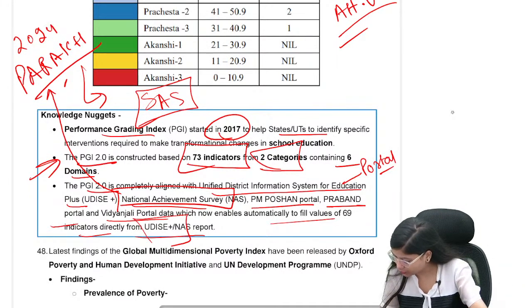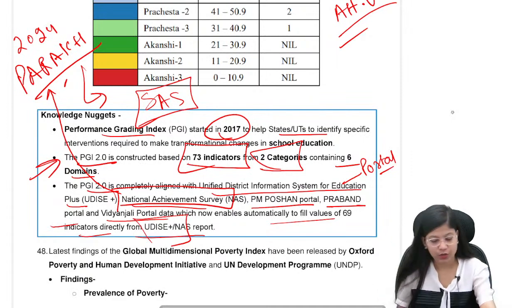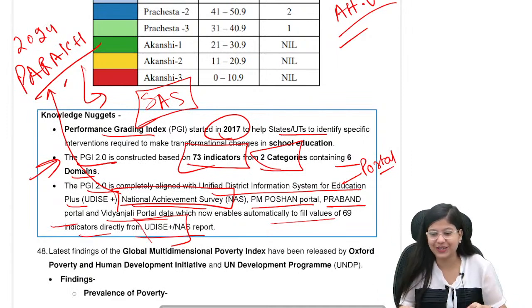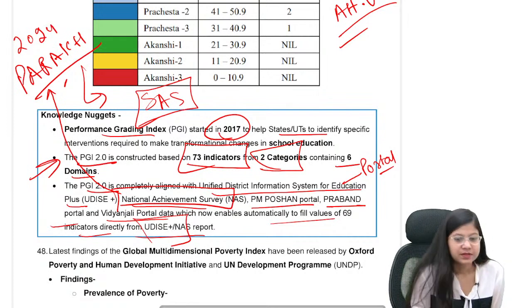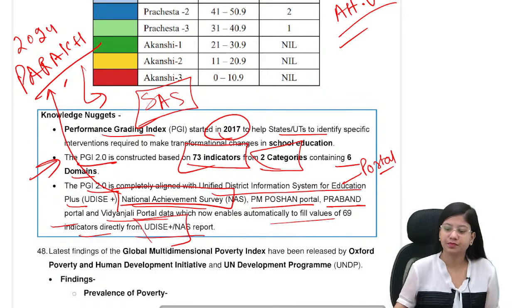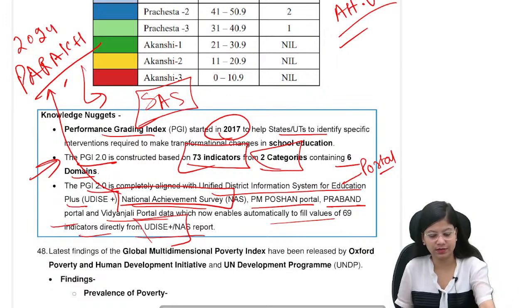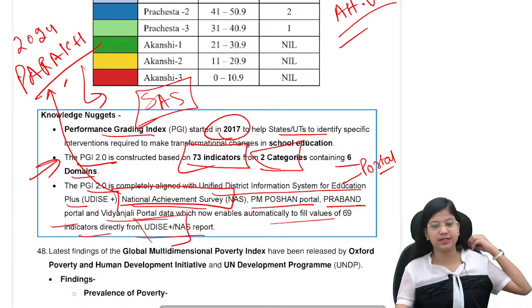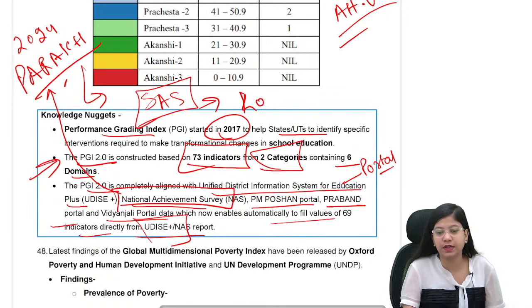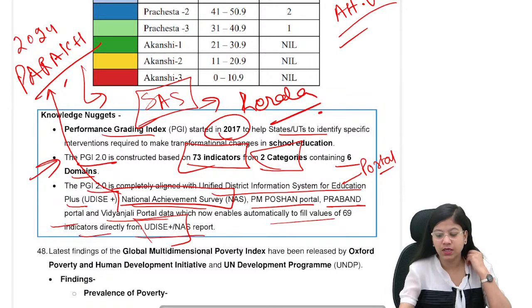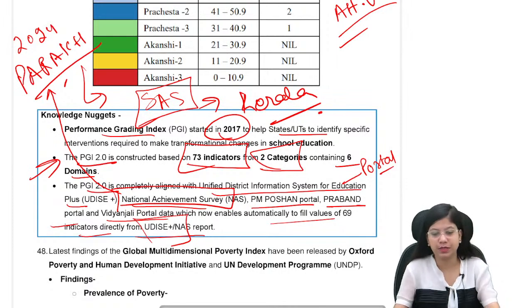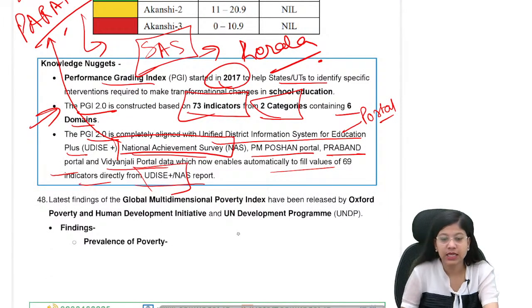Let's see how many of you have given the answers. Nobody. Why is it so, guys? Don't you know the answer? The answer is Kerala. Recently, the State Achievement Survey was organized in Kerala, which is a precursor to the National Achievement Survey.